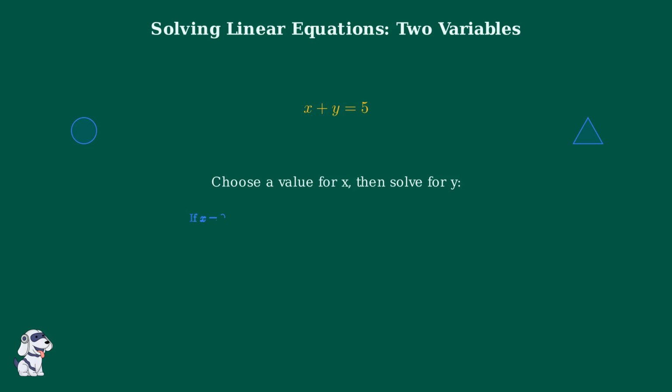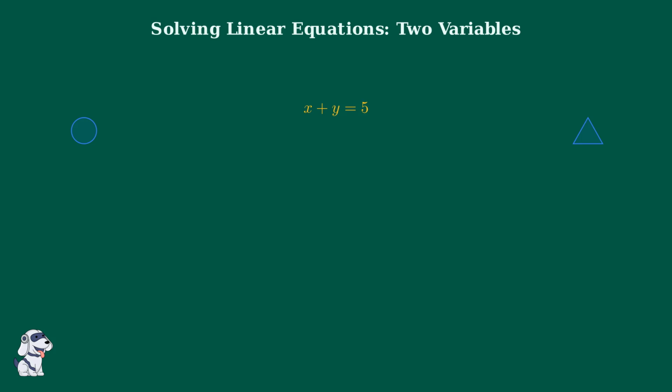Let's start by choosing x equals 0. Substituting this into our equation, we get 0 plus y equals 5, which means y equals 5. So one solution is the point (0, 5). Now let's try x equals 1. Substituting gives us 1 plus y equals 5, so y equals 4. This gives us another solution, the point (1, 4).